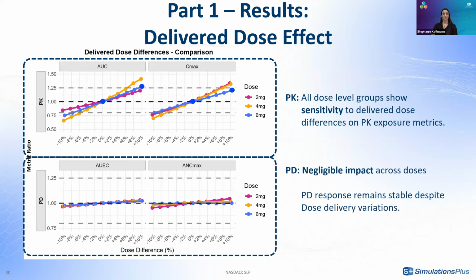So on the PD side, represented by AUEC, area under the effect curve, and ANC max, there's visually no effect. The ANC response remains flat despite these considered dose delivery variations. So overall, all 3 dosing groups respond similarly to variations in delivered dose.